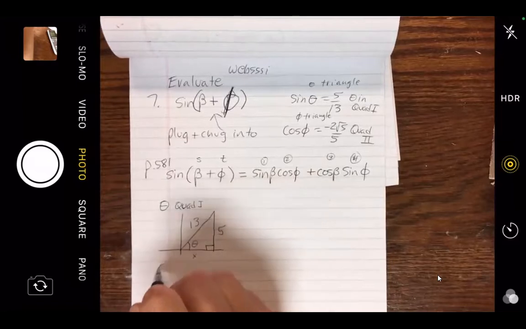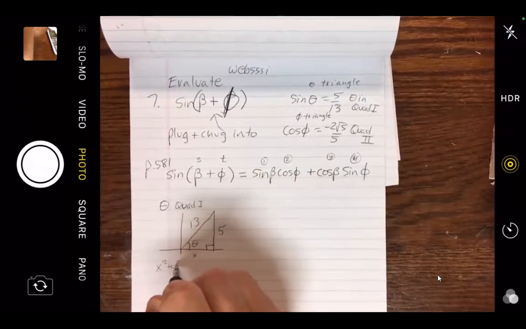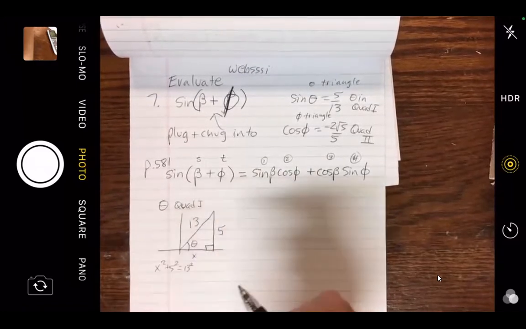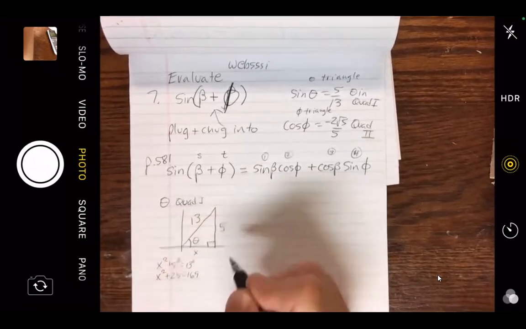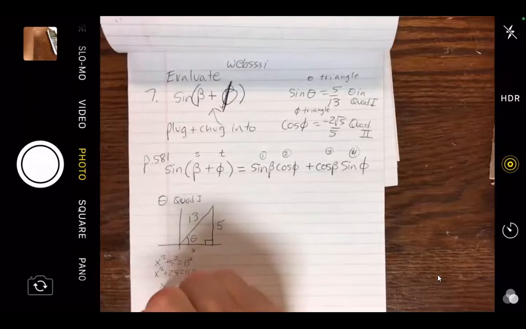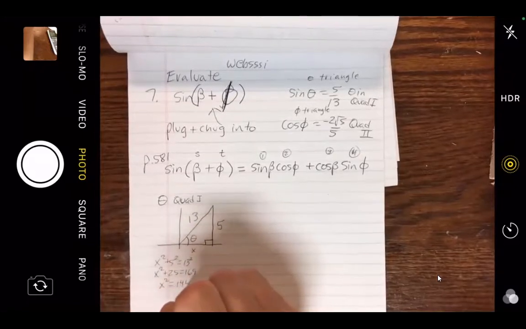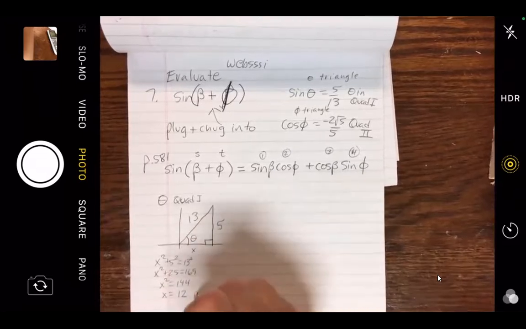Call it x. X squared plus 5 squared would equal 13 squared. X squared plus 25 will equal 169. X squared would equal 144. And you see x is the square root, that'll be 12. And it's going to be positive in quadrant 1.